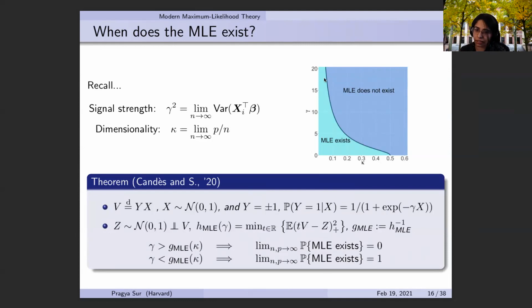So for today's talk, we are going to focus on this situation where the MLE exists. I also have some subsequent work for this other region, which I'm happy to talk about offline, but for today, we are going to just focus on this region below.